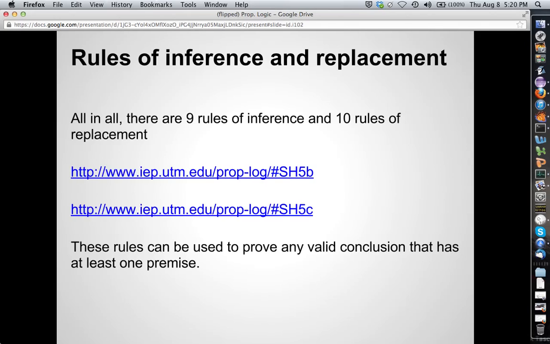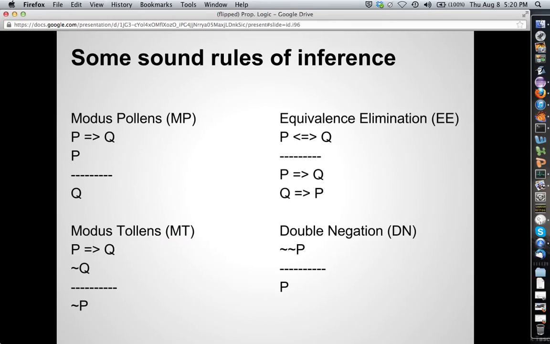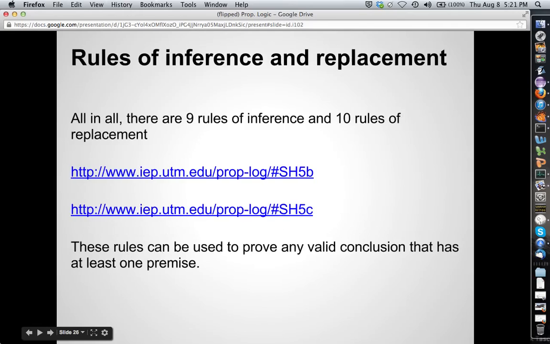In fact, there are 9 rules of inference and 10 rules of replacement, and here are a couple of links to those. So you may want to go ahead and click through here and take a look at these. What's great is that these rules can actually be used to prove any valid conclusion that has at least one premise. Probably the simplest thing to do is go ahead and show these by truth table. You want to show that these are true, at least modus ponens, using a truth table.